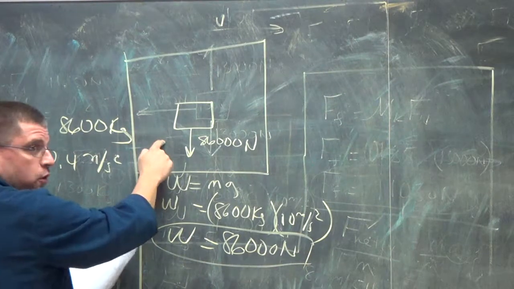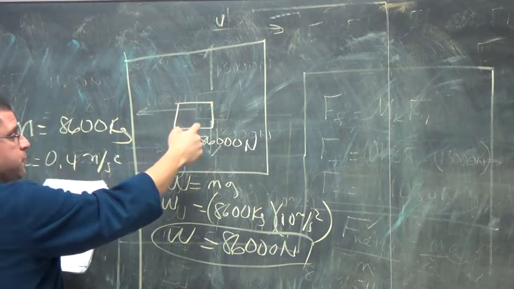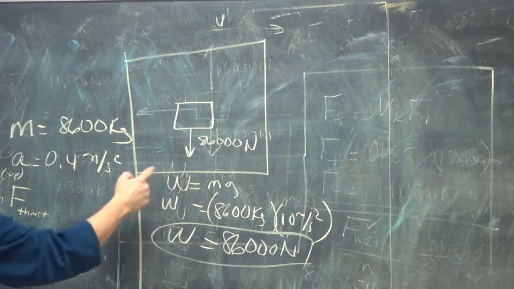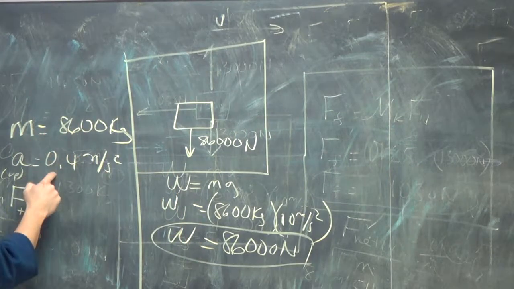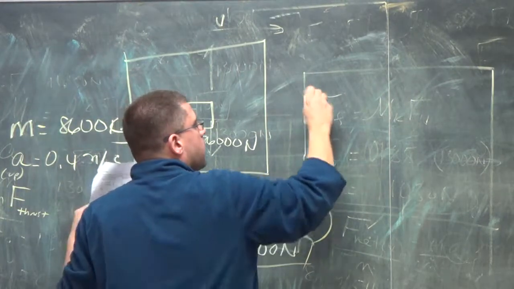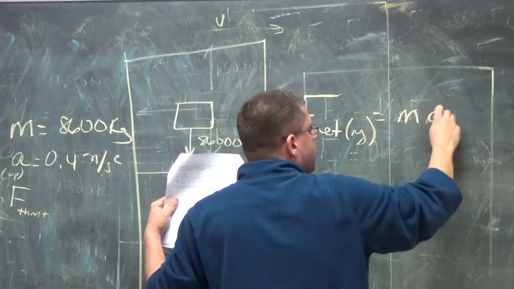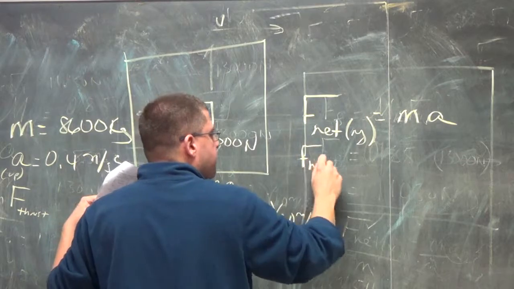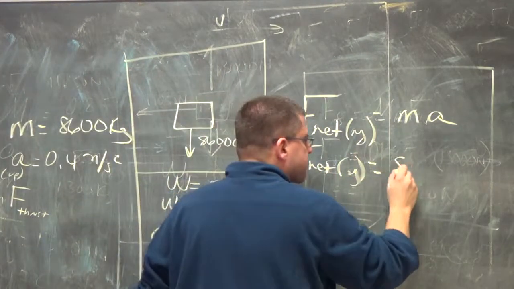Now that's the downward force. Now we got to figure out the thrust force, but I can get this. I have weight. I can now also find the net force. So check this out. Mass times acceleration, net force in the y direction. Mass 8,600 kilograms.